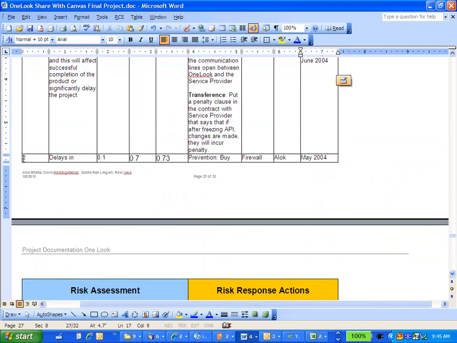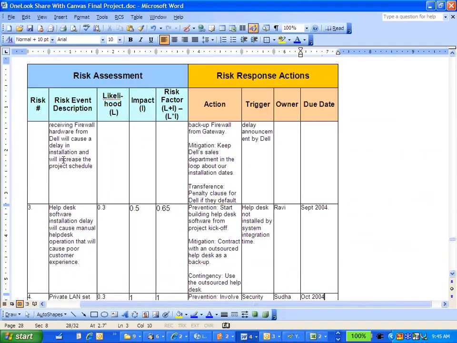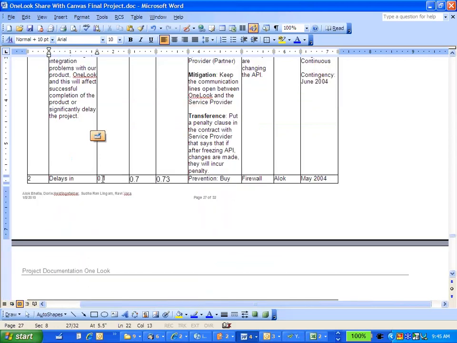look here, number 2, delays in receiving firewall hardware from Dell will cause a delay in installation and will increase the project schedule. I don't know, somehow I have a feeling that Dell is screwing up with orders, okay? Just from experience. Likelihood, 0.1. Impact pretty high. 0.7 plus 0.1 is 0.8. 0.8 minus 0.07 is 0.73.